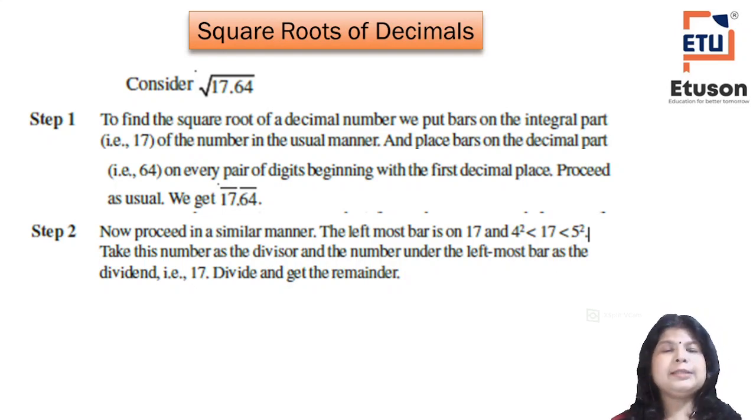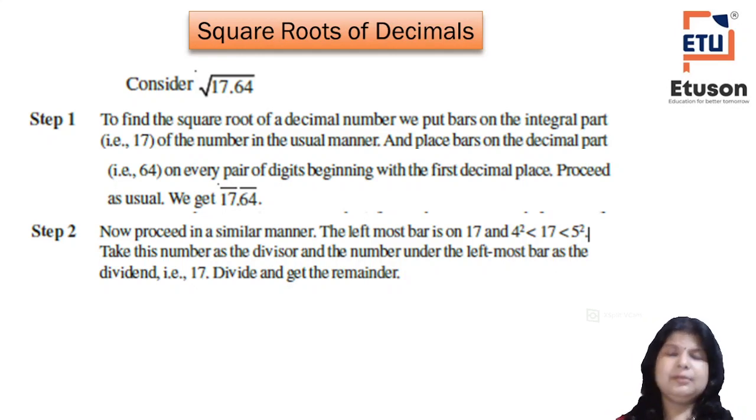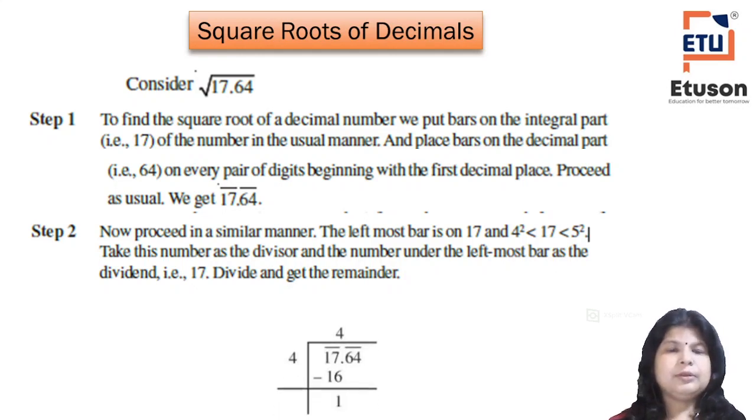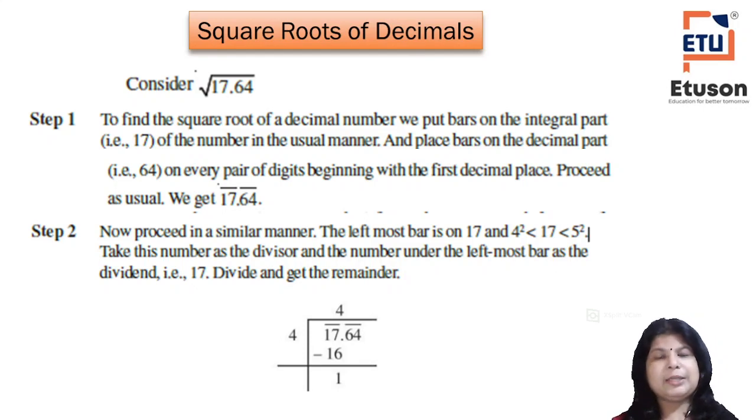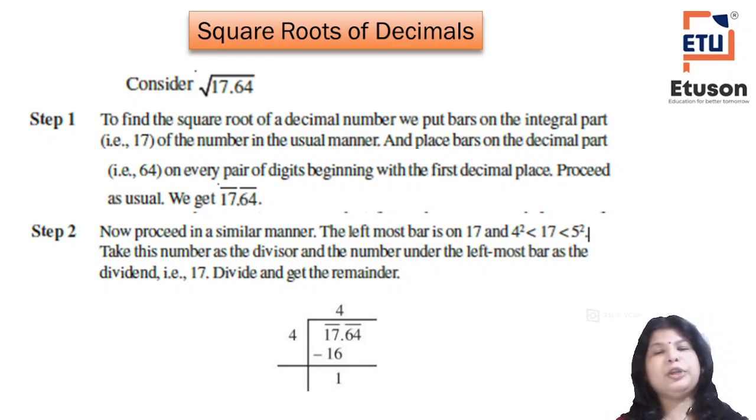Okay, take this number as the divisor and the number under the leftmost bar as the dividend. That means 17 is your dividend and 4 is the divisor now. And then divide and get the remainder. Okay, so like this. As I was telling you, 4 square is 16. So you have taken 4 as the divisor and you have put 4 as quotient. Then multiply 4 into 4, which is equal to 16, and your remainder now is equal to 1.